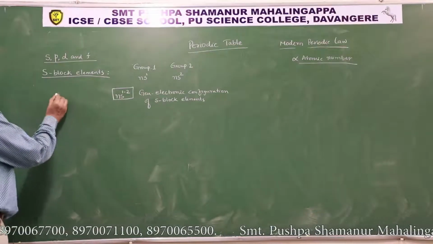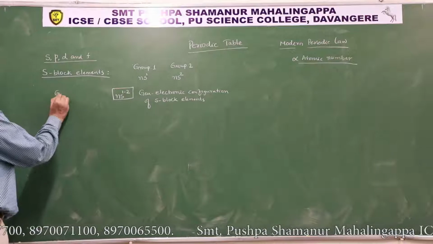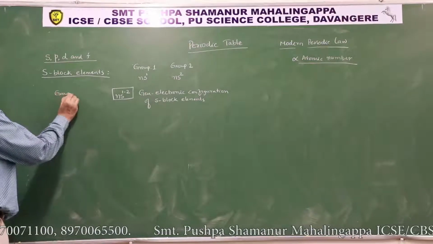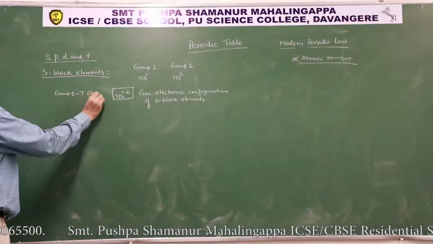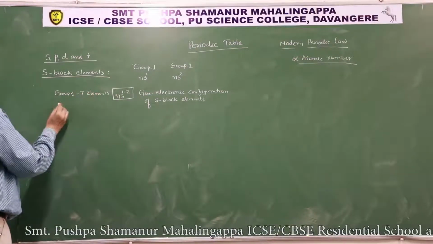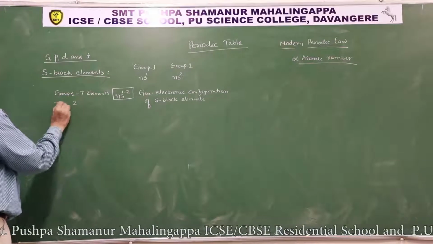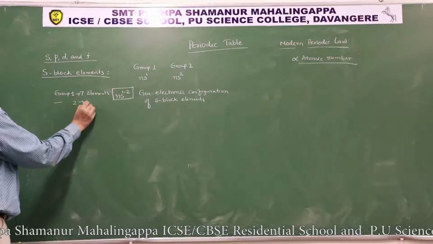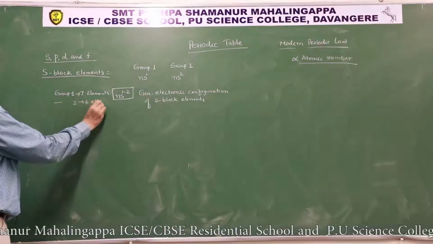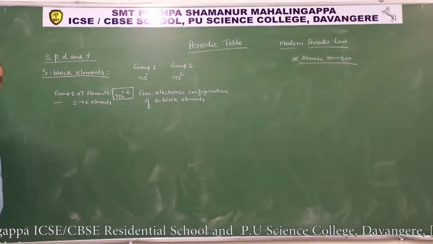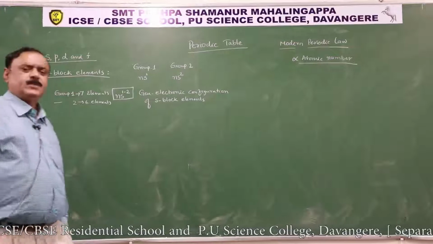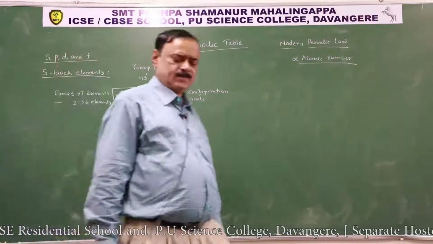Now, in the S block elements, in group number 1, we have 7 elements. In group number 2, we have 6 elements. Therefore, a total of 13 elements are there in the S block.